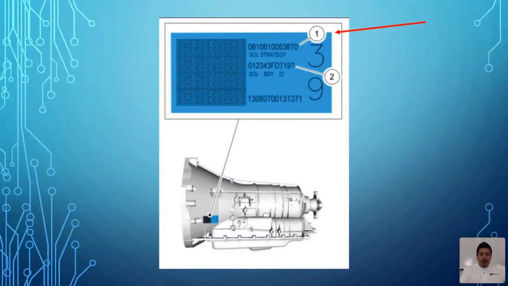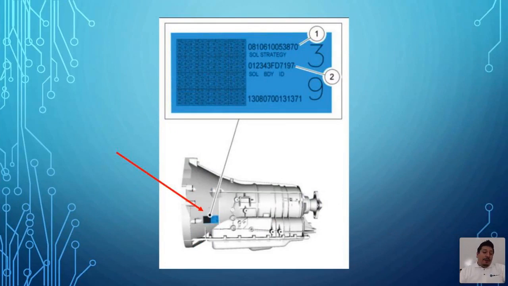All right, so as you can see here, I've given you an image here. It's really simple. At the top, it's got the Solenoid strategy ID, which mostly consists of maybe 12, I think 13 digits long, all numbers, no alphabets. The body ID at the bottom is what's going to have alphabets on it. So this one says 01234, 3FD 7197, that's the Solenoid body ID. All right. Most of the time, you're going to find it on the bell housing of the transmission. That's where you're going to find it.